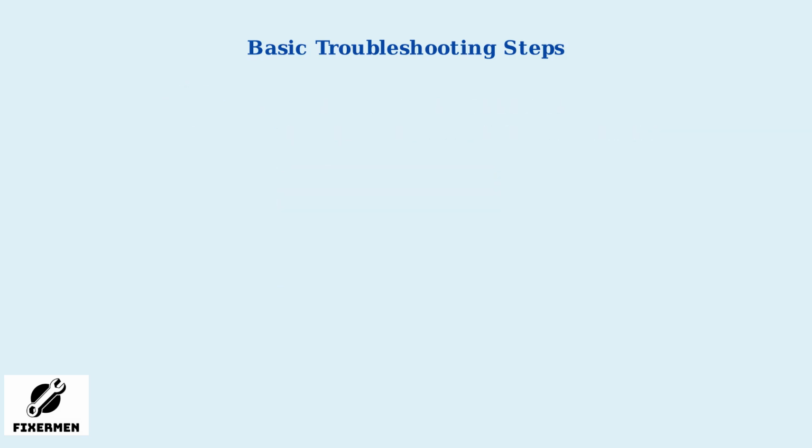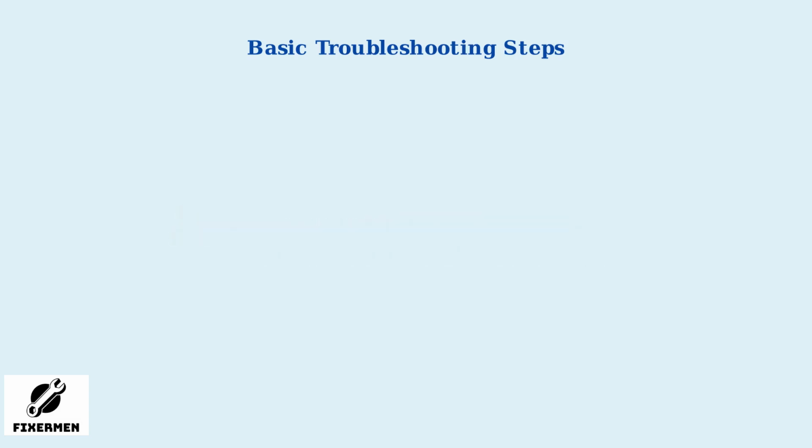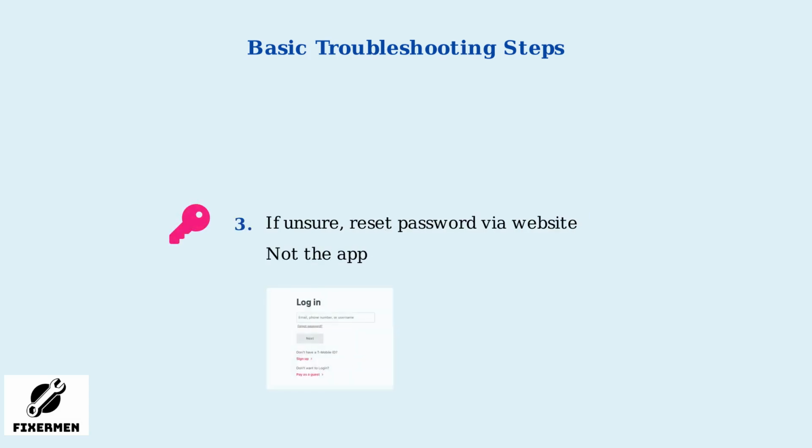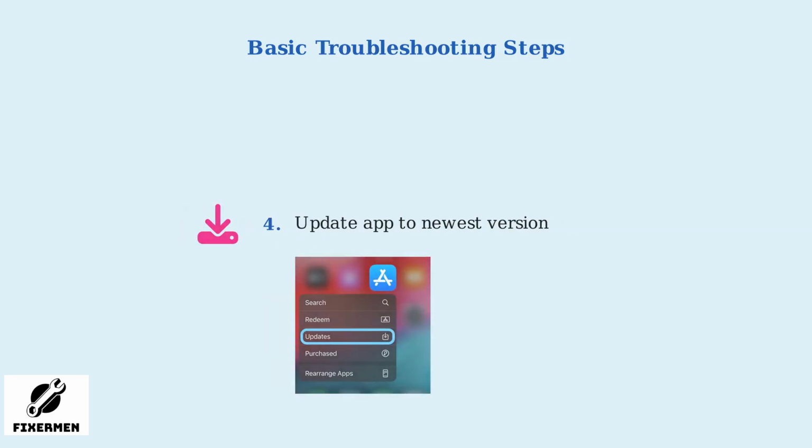First, ensure you have a stable internet connection. Try switching between Wi-Fi and cellular data. Next, double-check your username and password, paying attention to capitalization and typos. If you're unsure, reset your password via the T-Mobile website, not the app. Make sure the app is updated to the newest version available on the App Store.